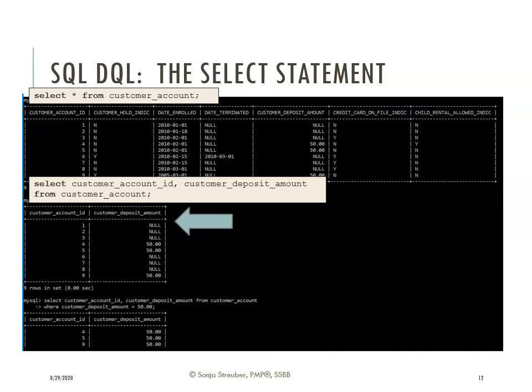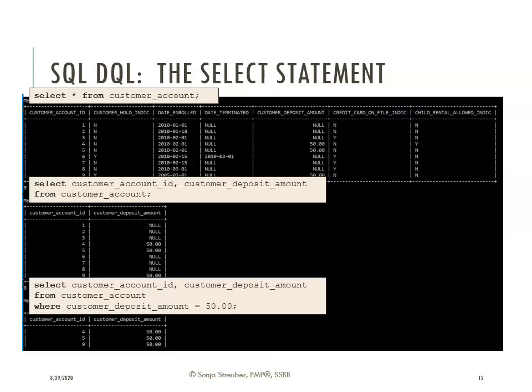But then, didn't we want to see just the rows that show the actual customer deposit amounts? So let's use a filter. We use the keyword where and then the mathematical expression of the filter to constrain our search results. And here we go. Just the 3 rows we were looking for.